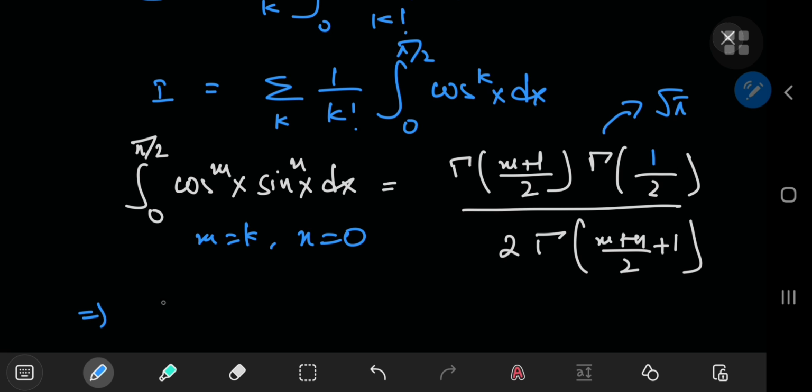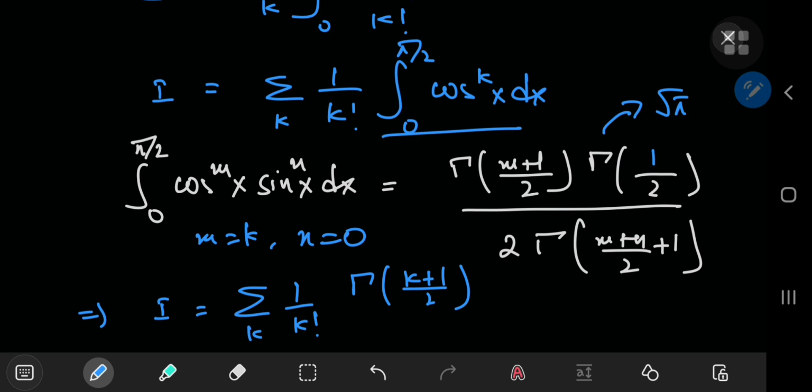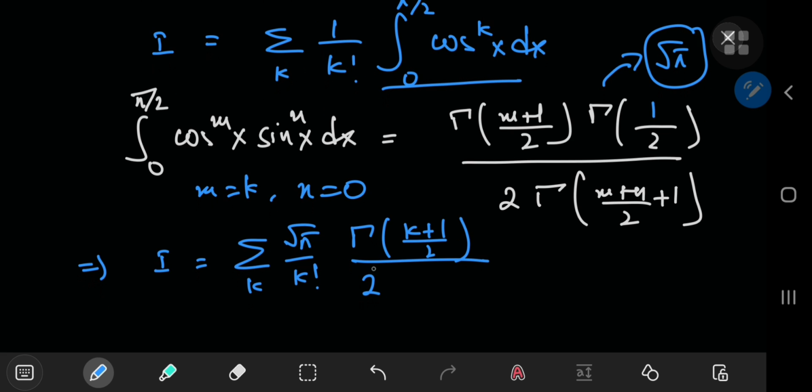So all of this implies that I equals the infinite sum over k of 1 by k factorial times this integral, which evaluates to all these gamma functions. So we have gamma of k plus 1 by 2 times the square root of pi, divided by 2 times the gamma function of k by 2 plus 1.